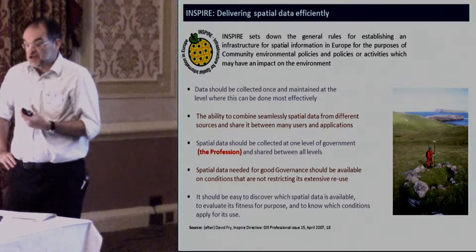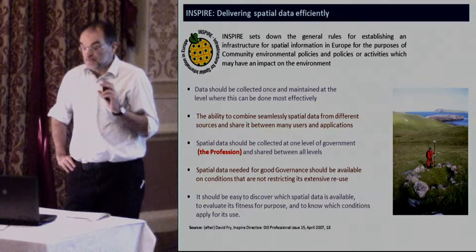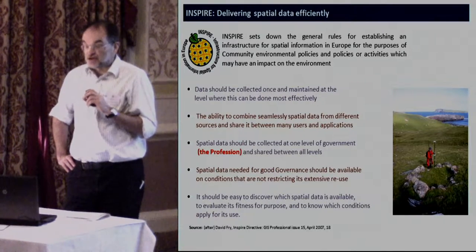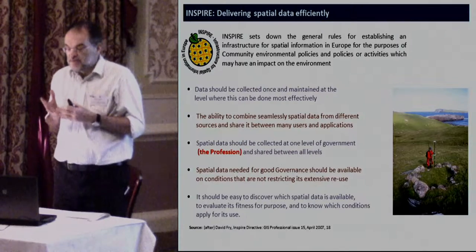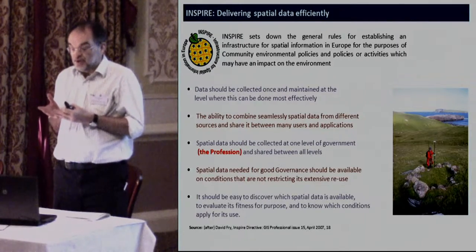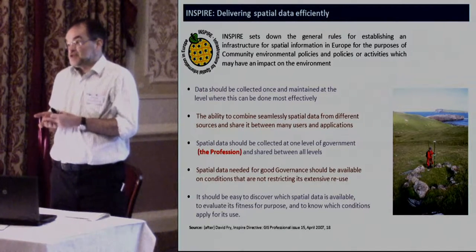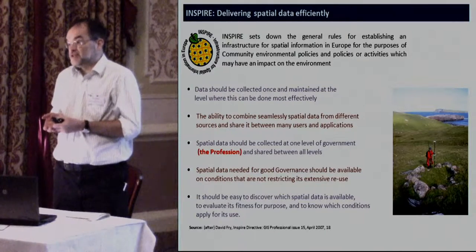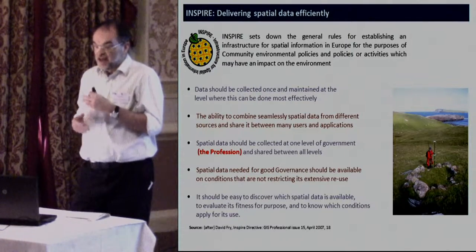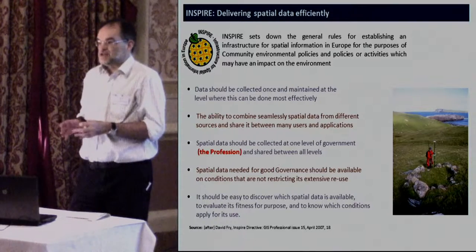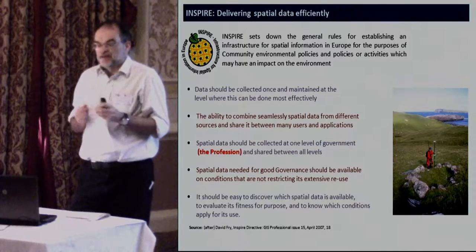Spatial information has been addressed at European level. We've already heard about the INSPIRE Directive. INSPIRE sets down the general rules for establishing an infrastructure of spatial information across Europe for the purposes of community and environmental policies and making decisions. It's about making information accessible. The main driver for INSPIRE is the natural environment. If you think about the big flooding issues along the Danube or pollution that crosses transnational boundaries, it's making information accessible across jurisdictions. Cultural heritage is sort of hanging on its coattails by dint of being part of the environment, but its primary directive is focused on the natural environment.